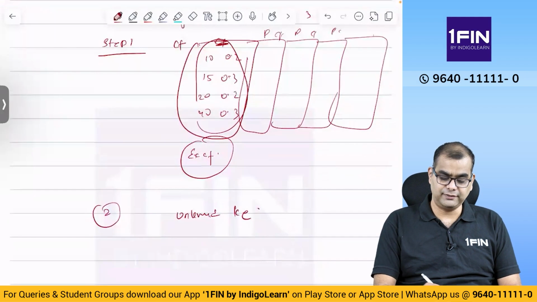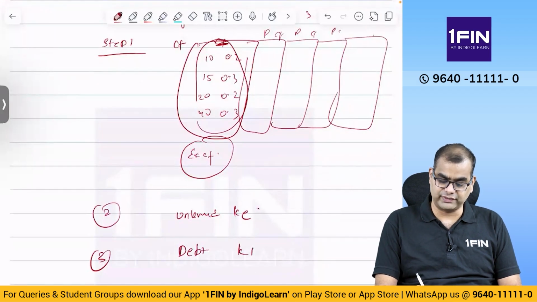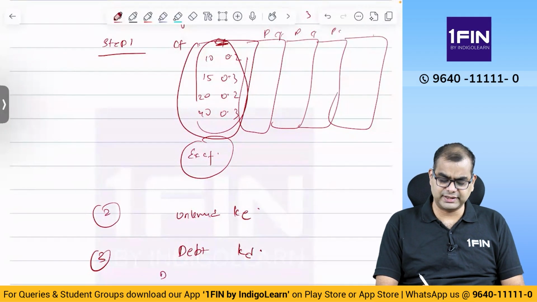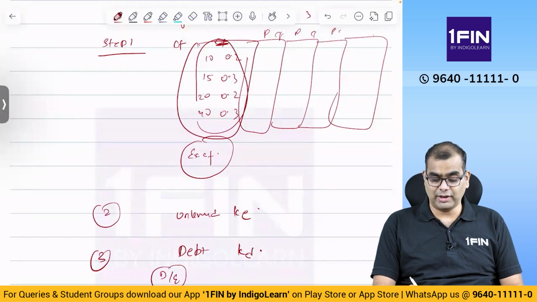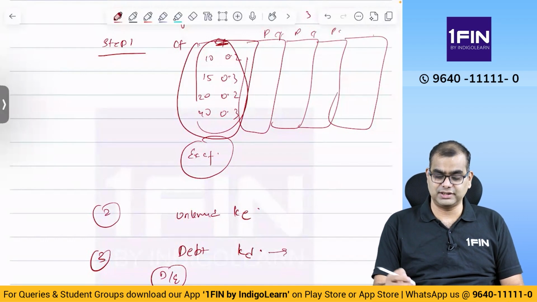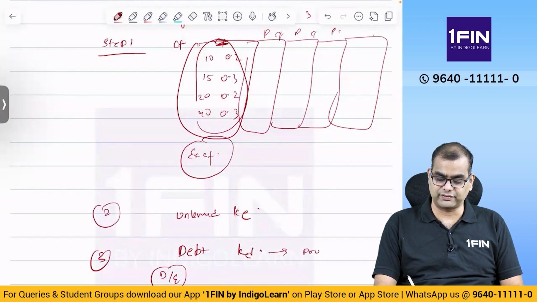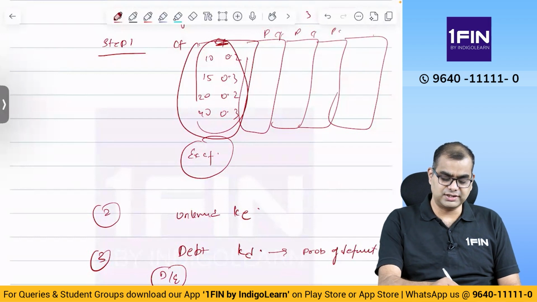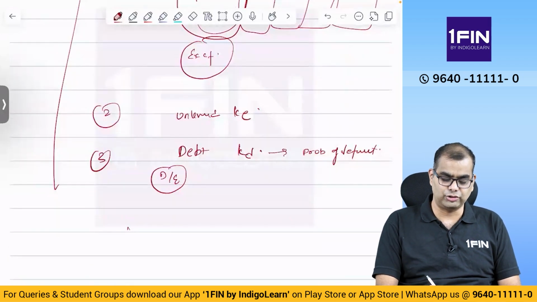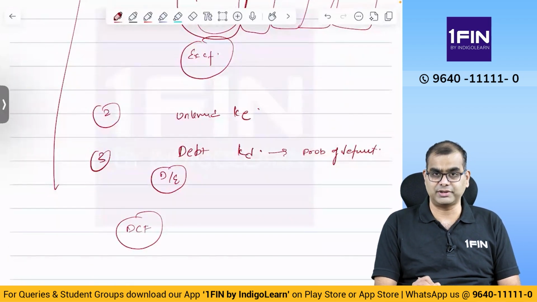KE. Then you look at what is debt and cost of debt. When I say debt, I mean the debt equity ratio, how much it can be, and all of that, and then cost of debt. You update this cost of debt for the probability of default. If there is a high probability of default, obviously the cost of debt will be high, right? So you consider all of this and then you do a DCF. Okay, this is one method.